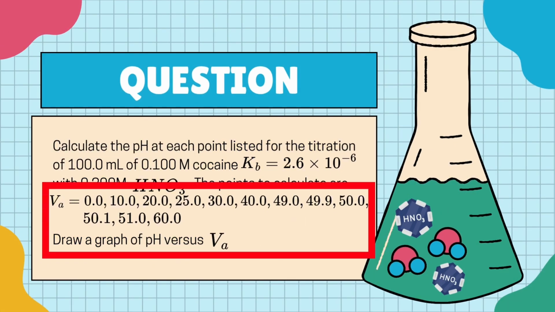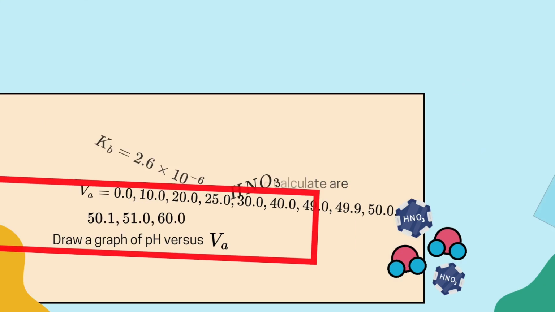The question also gives us 12 volumes of nitric acid added, from 0 up to 60 milliliters. These represent key stages: before any acid is added, during the buffer region, at the equivalence point, and after excess acid is added. Lastly, we're asked to draw a titration curve, a graph that shows how pH changes as we add the acid. The x-axis will be the volume of acid added, and the y-axis is the pH.